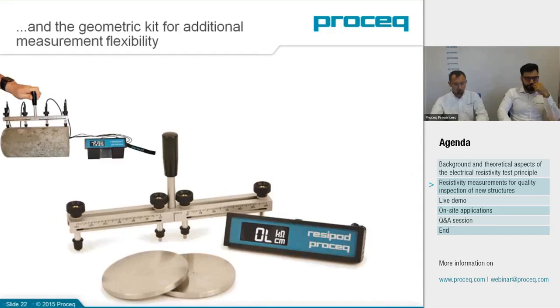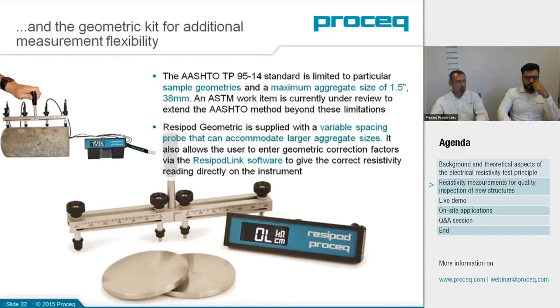And as we're talking about all these probe spacings, you also have the option of having the geometric kit, which allows you to have custom spacing. The main reason for that is that when you're dealing with aggregate size larger than 1.5 inch, 38 millimeters, you need to define your own spacing. And the beauty of this particular instrument, our Resipod, is that you'll be able to set the geometries with the software and then do the testing, which makes things really easy.